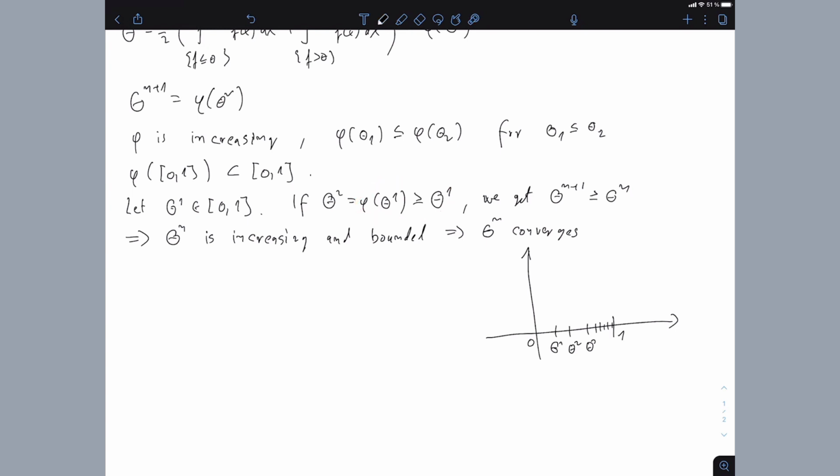Now the second case. The only thing that changes is that we have a smaller here, but now we can apply phi again. We have the monotonicity, so we just get that the sequence is decreasing.